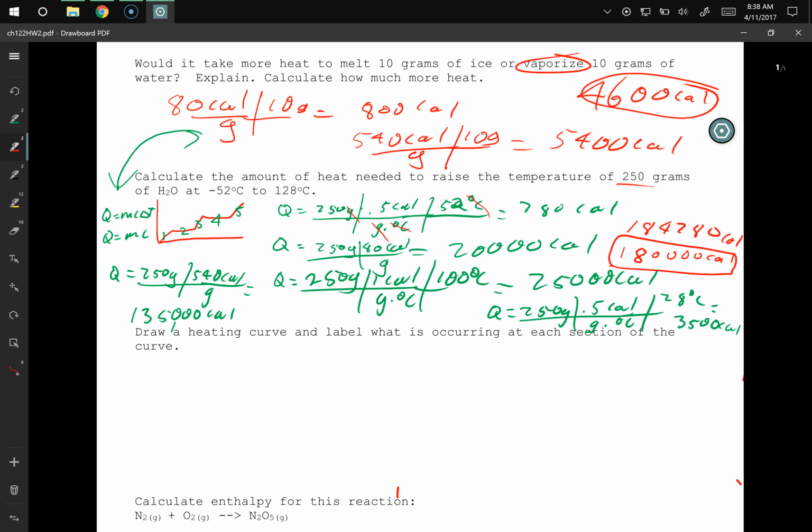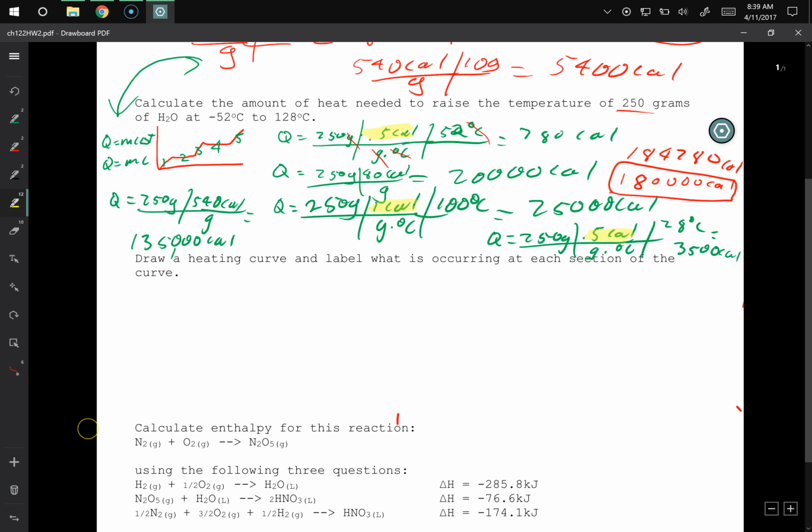What does the fact that the specific heat of liquid water is 1 calorie per gram degree, and that the specific heat for ice and for steam is half of that, tell you? It takes less to heat the ice or the steam than it does to heat the liquid. Okay. So we'll draw a heating curve.